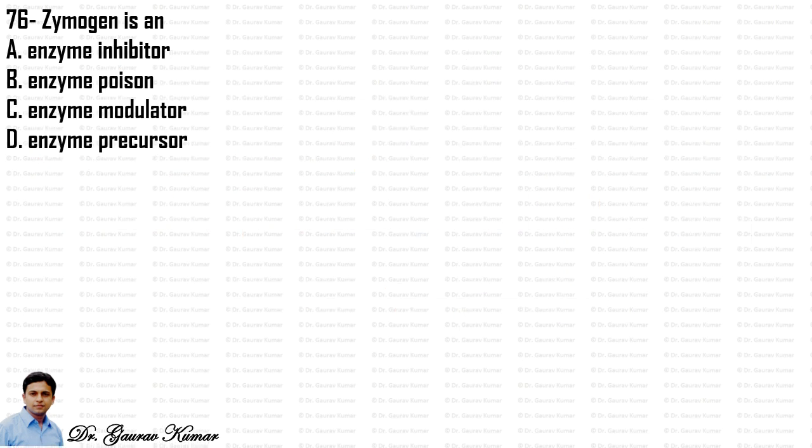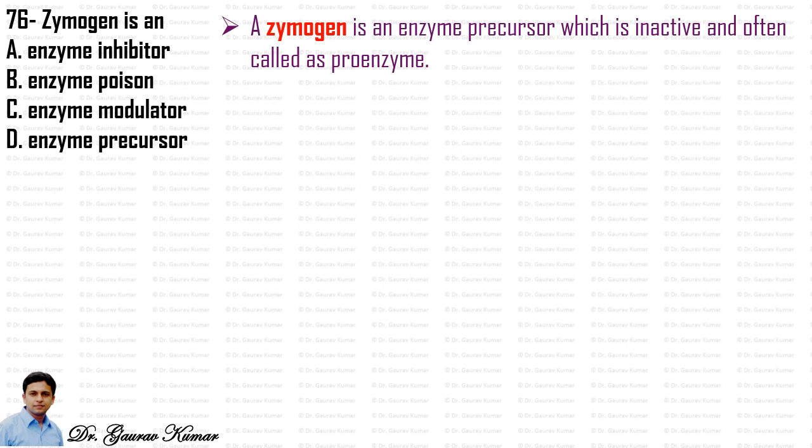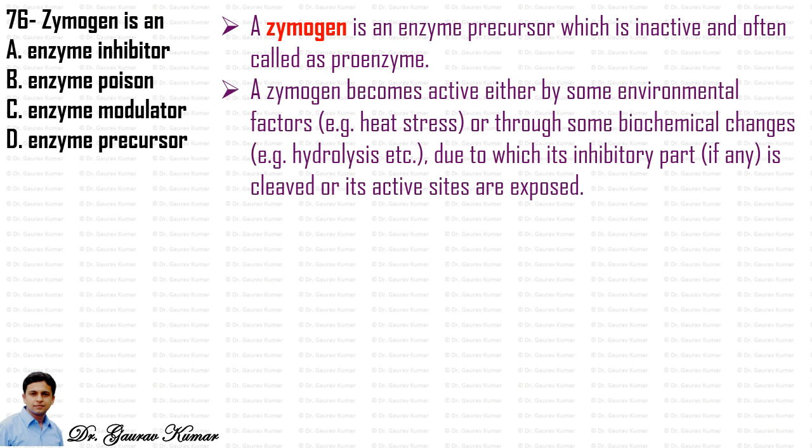So let's start with the first question. Zymogen is N. So there are 4 options given. So let's see what actually is a zymogen. A zymogen is an enzyme precursor which is inactive and often called a proenzyme. A zymogen becomes active either by some environmental factor, for example heat stress, or through some biochemical changes, for example hydrolysis, etc., due to which its inhibitory part is cleaved or its active sites are exposed.